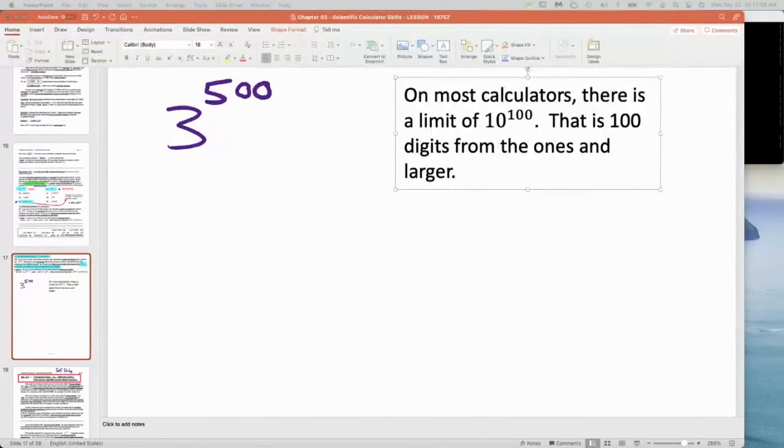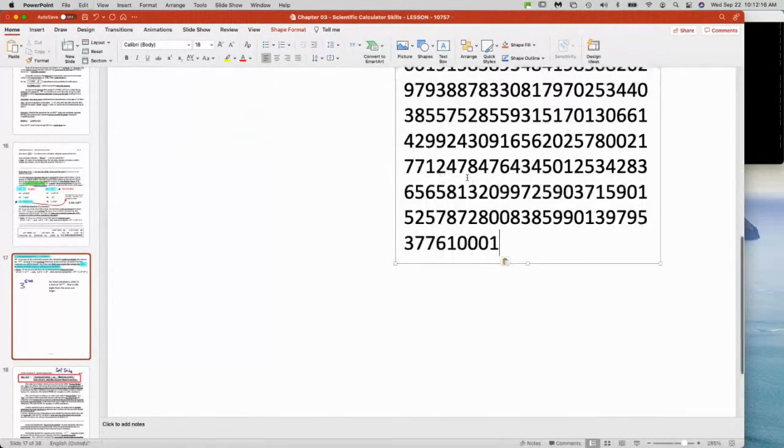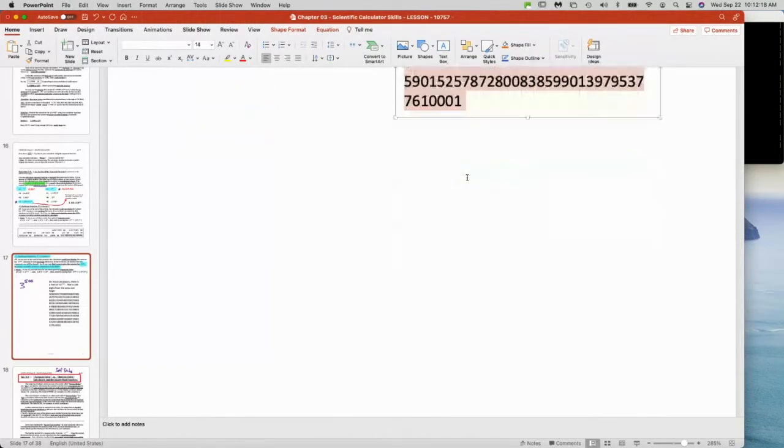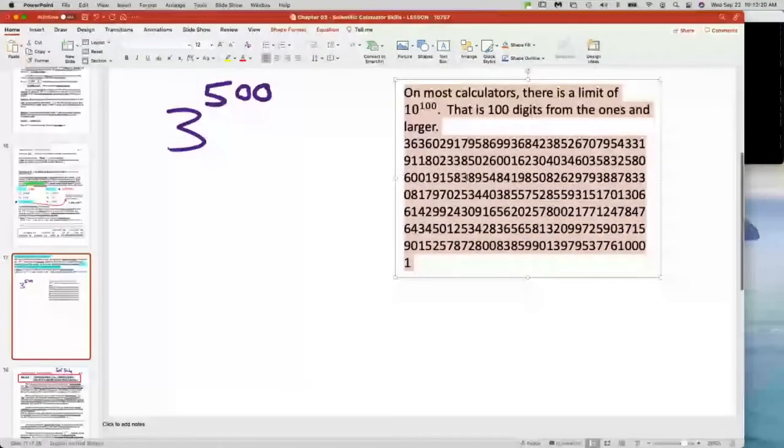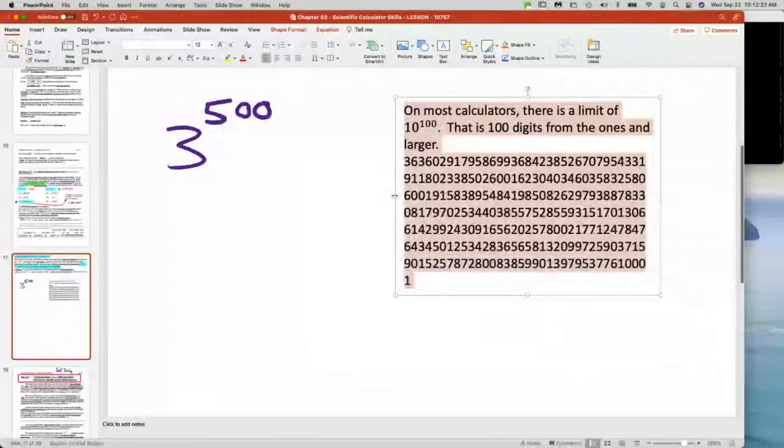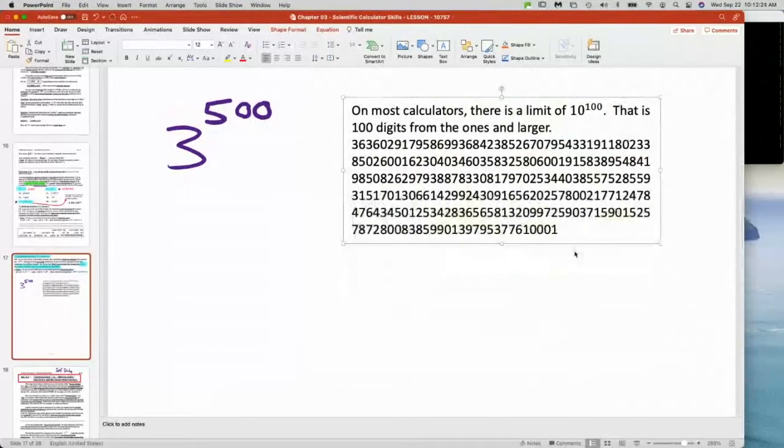So this calculation will present an error on most calculators because the calculator can only handle 100 digits. But as you notice in the chat, Sanjit typed it out in Python and got this gigantic number. So I took your number from the chat and I'm going to paste it in here. Thank you for that. You can see this number is just way too large to fit on a calculator. So what the heck do you do?